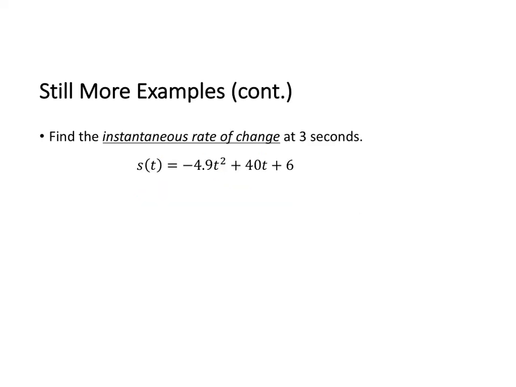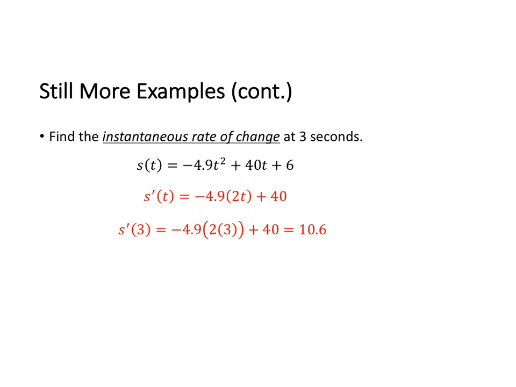Now remember when we talked about derivative in the beginning of this lesson, we said that it could be the instantaneous rate of change of a function. So find the instantaneous rate of change at 3 seconds, okay? So we're given the displacement. This is a displacement function, and we want to know the instantaneous rate of change at t equals 3 seconds.